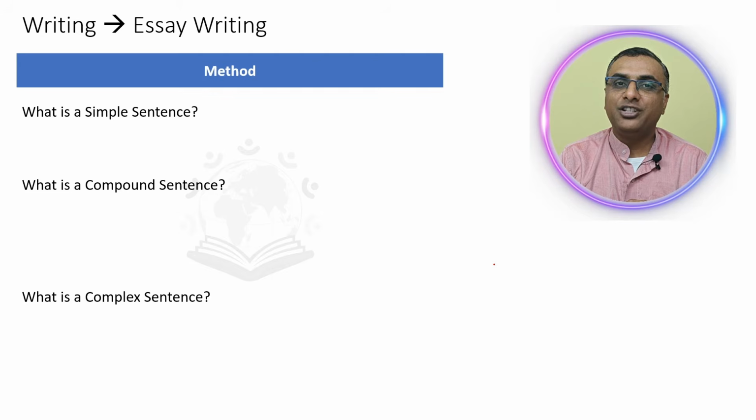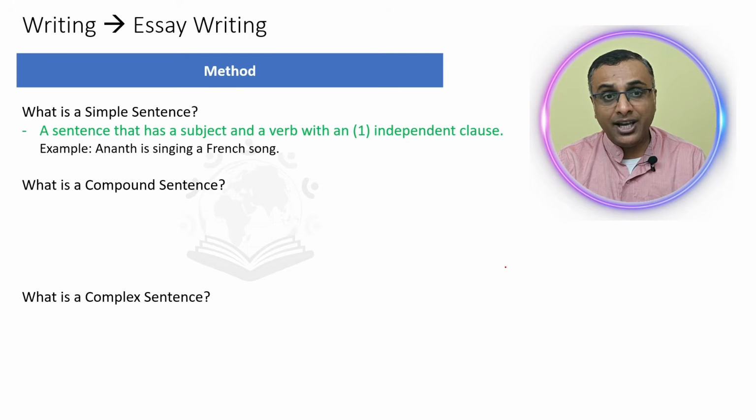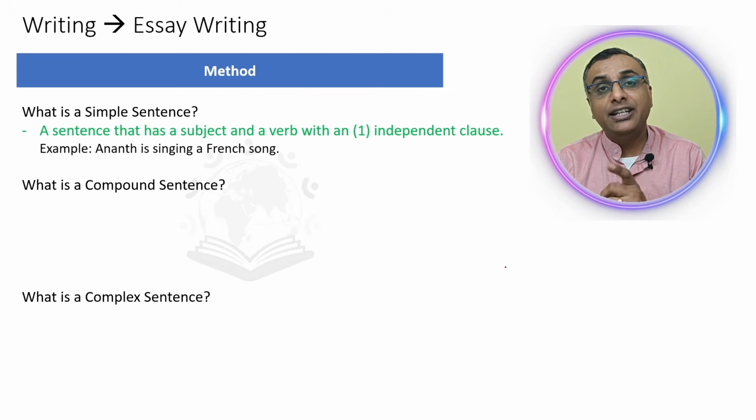Alright folks, now that you've understood the do's and the don'ts, let's look at the method which is required, at a very bare minimum level, to construct grammatically correct sentences. You would need to write simple sentences, compound sentences, and complex sentences to complete the essay. Now, let's understand what a simple sentence means. It means a sentence that has a subject and a verb with an independent clause.